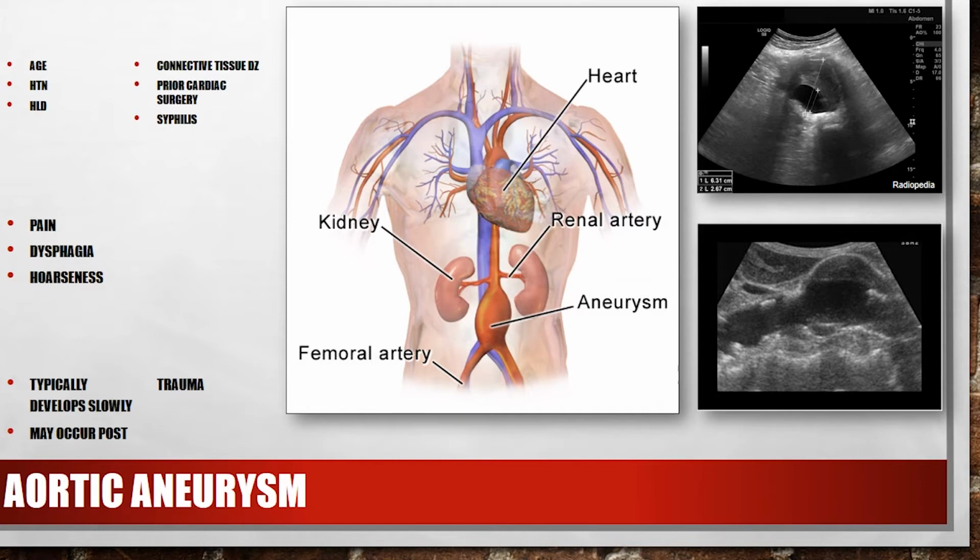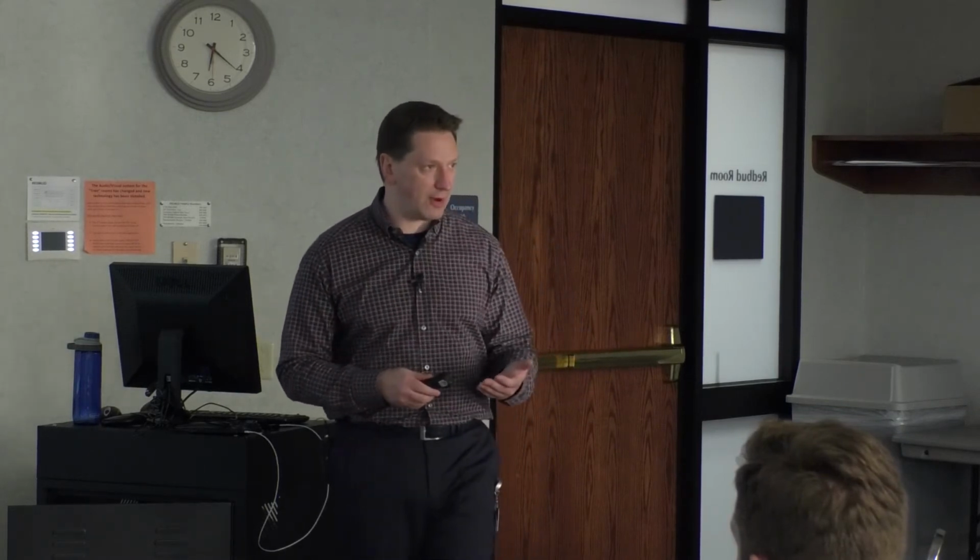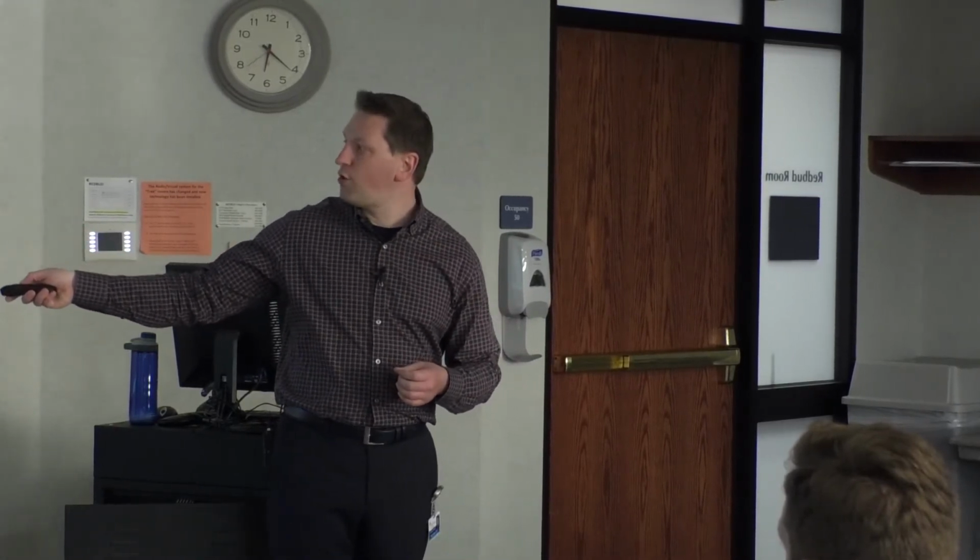Anything over 5 to 5.5 centimeters is at risk for rupture and probably needs to be considered for repair. The people who are most prone to get this are people with bicuspid aortic valves in the chest and people who are smokers for the abdominal aorta.